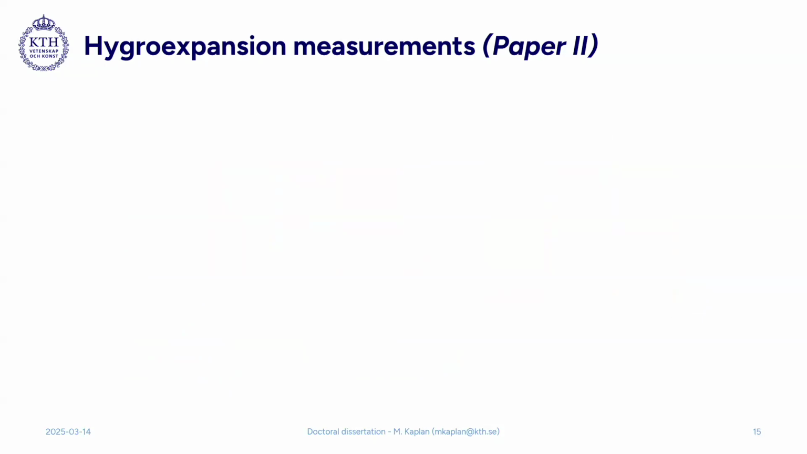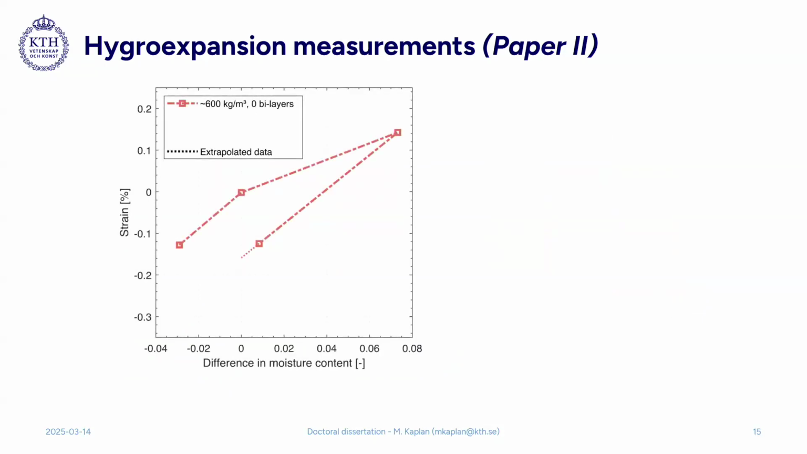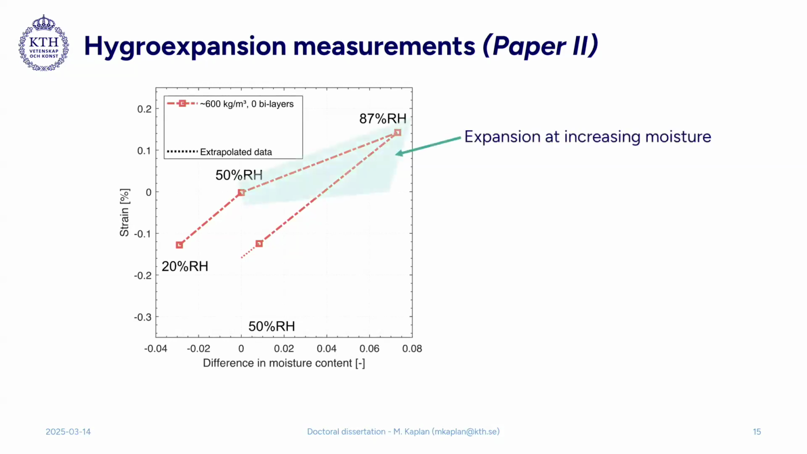So first of all, this is a strain moisture content plot. As you can see, we have 4 different levels of relative humidity starting from 20%. And this is the base case, so the low density without any surface modifications. There are 2 interesting things to look at in this curve. First of all, it's the expansion at increasing moisture, when we go from 50% relative humidity up to 87.